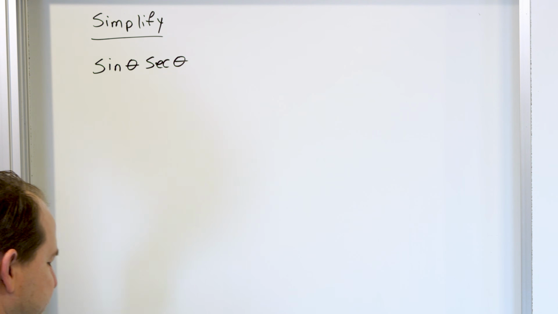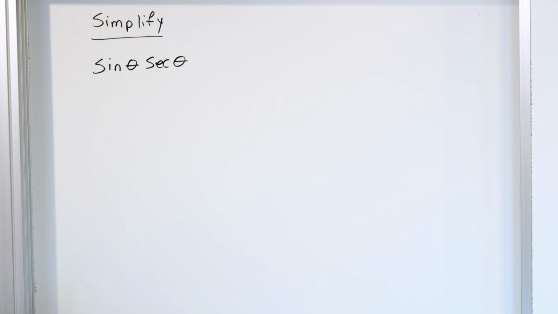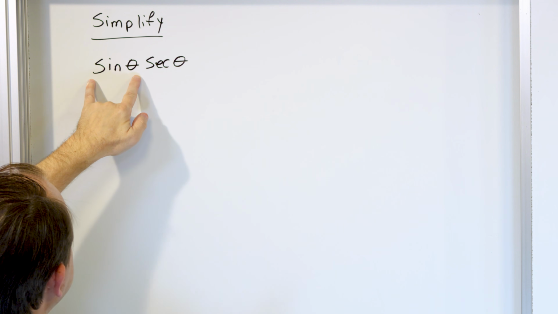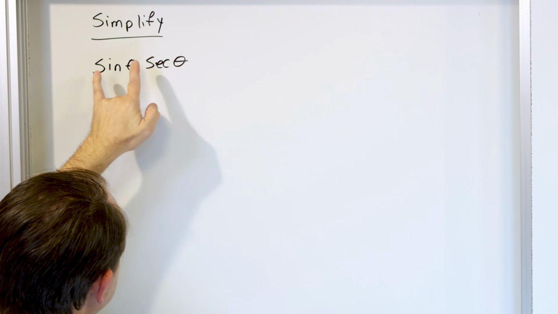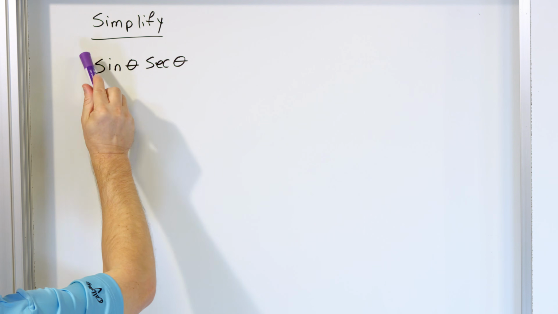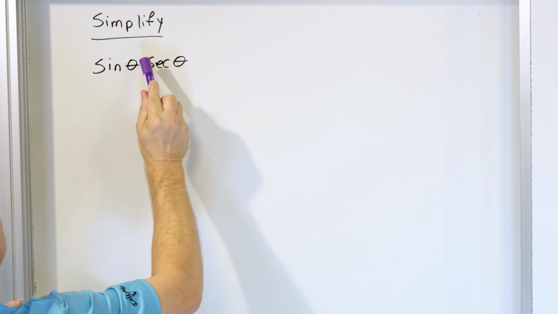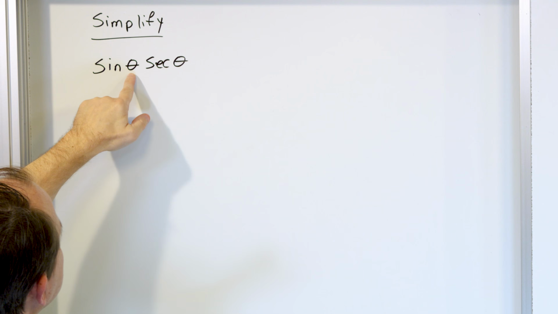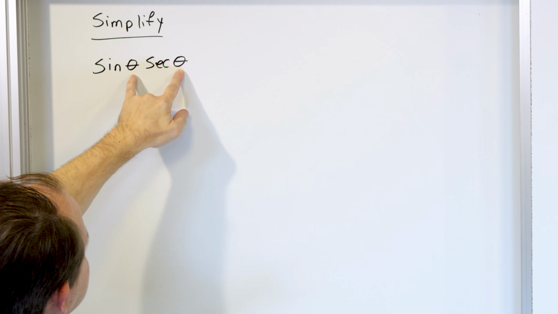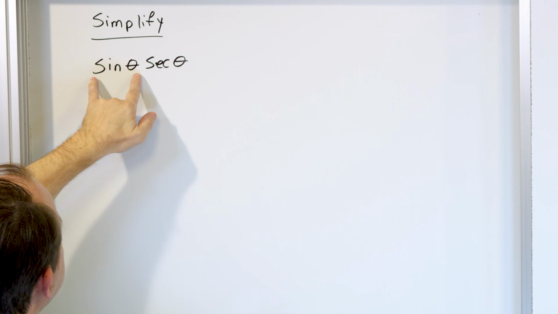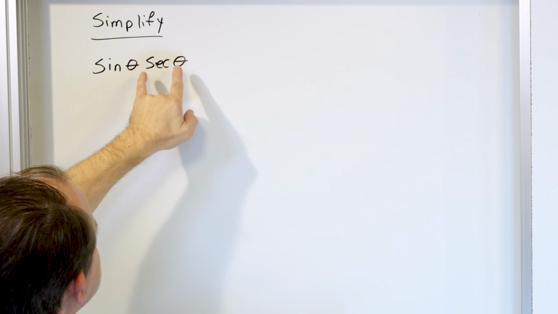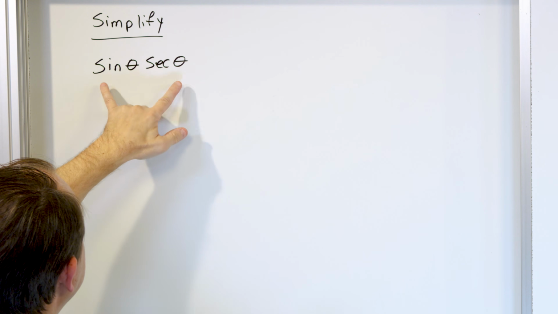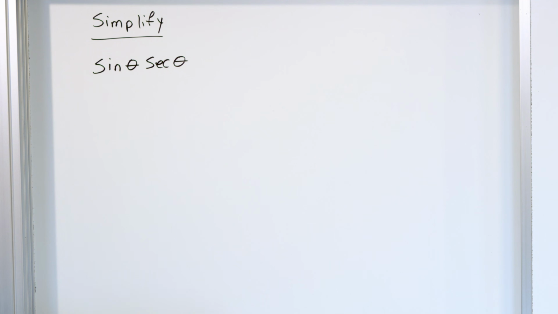Before we do anything else, I want to point something out. What this is saying is the sine of theta is multiplied by the secant of theta. It's like there are invisible parentheses around this term and invisible parentheses around this term. The way you would calculate this, once you were given an angle theta, let's say you had 45 degrees, is you would take the sine of 45, then you would take the secant of 45, you would get those two answers, and then lastly, you would multiply them together.